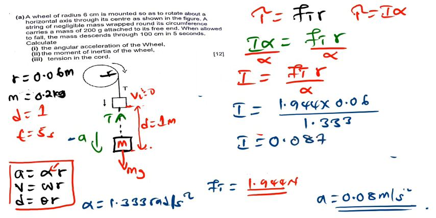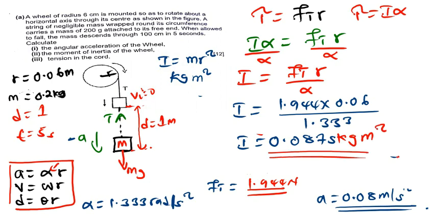0.0875. Now inertia is mass times r squared. So mass is in kgs, the radius is in meters, but it is now squared, so the unit is kg m squared. So this is my moment of inertia.